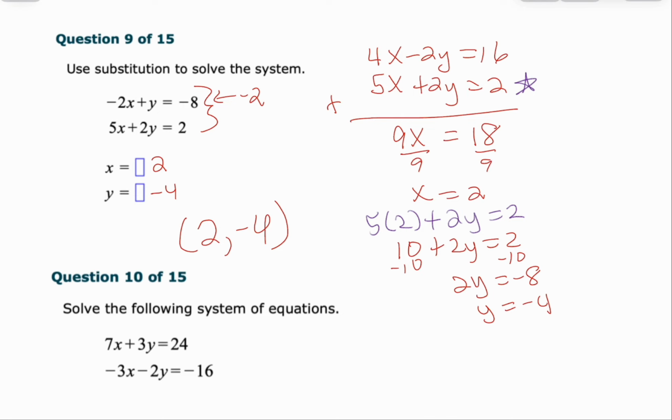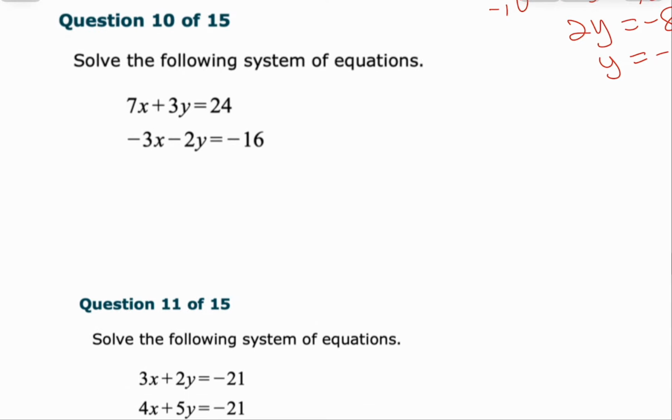Now let's do elimination again on question number 10. If I use elimination, I either could make the x's turn into 21 or the y's turn into 6. Doesn't matter. Neither is better than the other. 6 is smaller than 21, so I tend to sometimes inch toward the thing that's smaller. So let's multiply this top equation by 2 and the bottom equation by 3. Now remember, we need them to be opposites. So that'll make this a 6 and this a negative 6.